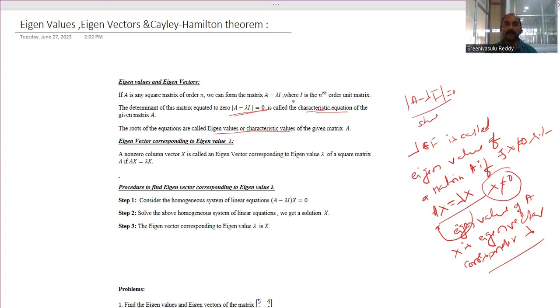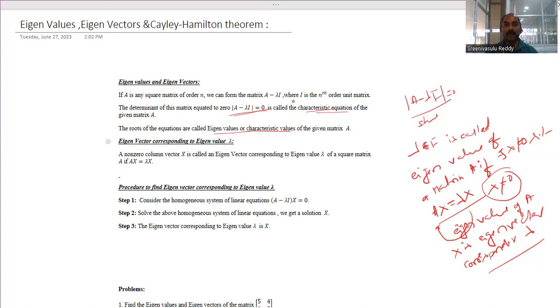Eigenvalues are easy. Later, finding eigenvectors takes some time. We apply the previous methods: row echelon form, reduced echelon form, consistency, inconsistency, system of equations. We go back to previous concepts of solving systems of equations whenever we want to find eigenvectors. Up to eigenvalues it is easy. We get a polynomial, solve the polynomial equation, and we get roots. Those roots are called eigenvalues, characteristic values, or latent values of the given matrix.